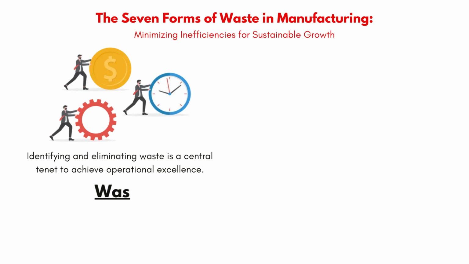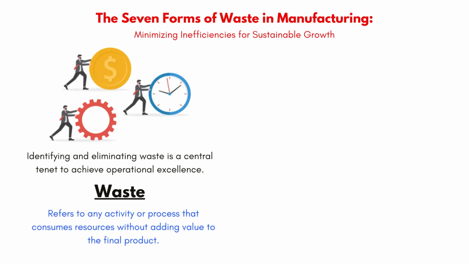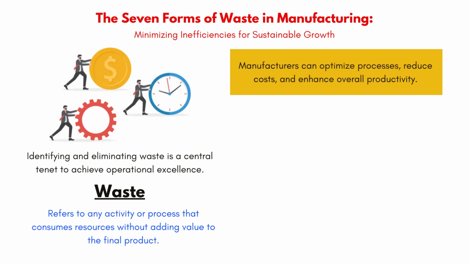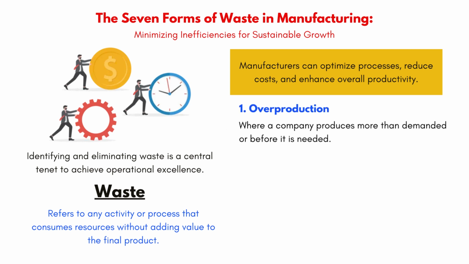The concept of waste, often associated with lean manufacturing, refers to any activity or process that consumes resources without adding value to the final product. By recognizing and addressing the 7 forms of waste, manufacturers can optimize processes, reduce costs, and enhance overall productivity. The first form of waste is overproduction, where a company produces more than demanded or before it is needed.